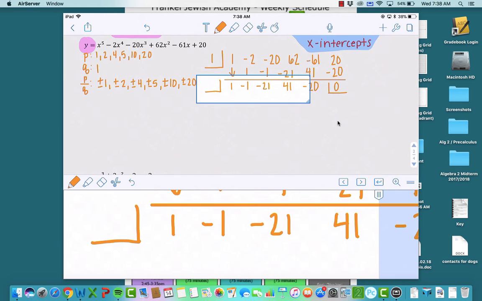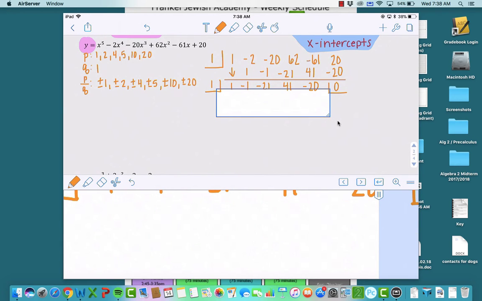Remember that our tip is if it did not work the first time, it will not work the second time. So if you tested something like 2, it wouldn't work. So it's not going to work again. However, 1 could work again. So let's try it.